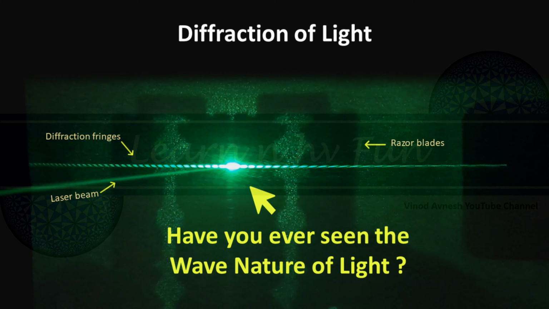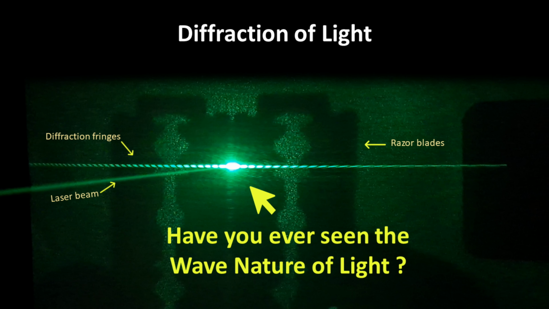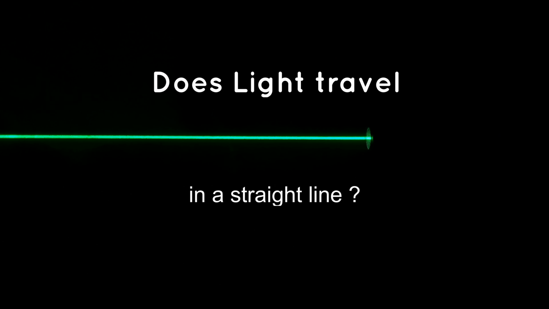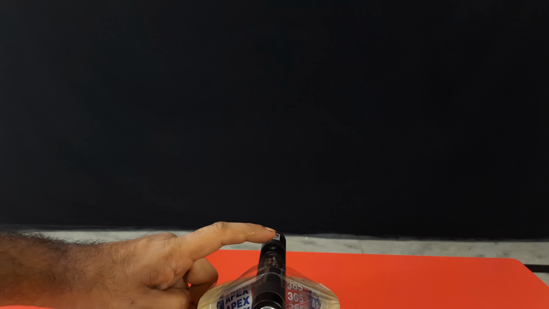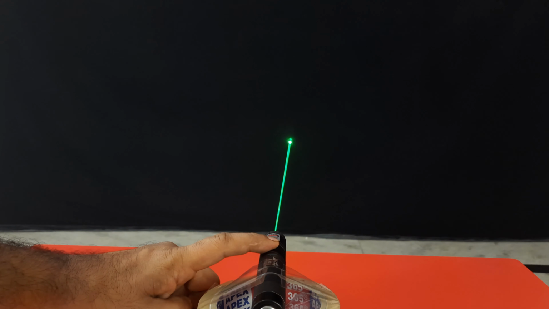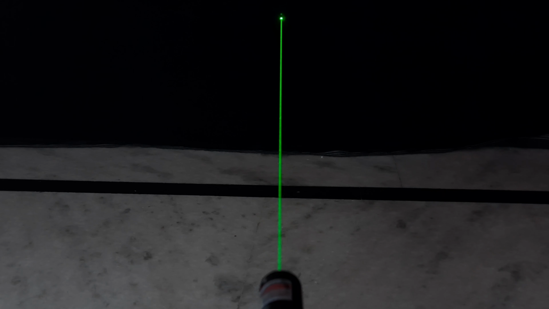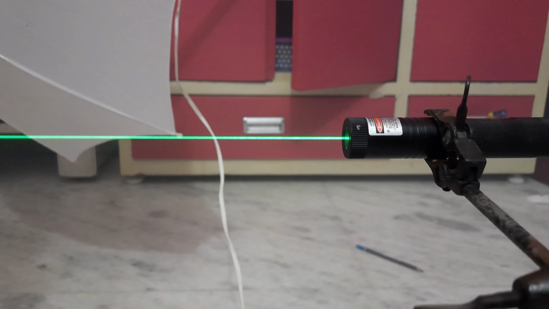In this video, we will show you an amazing phenomenon called diffraction of light. Before we understand the concept of diffraction, let's observe and see how a light beam travels in a medium. Switch on a laser torch, observe the laser beam closely. Pay attention to the path of the laser beam.